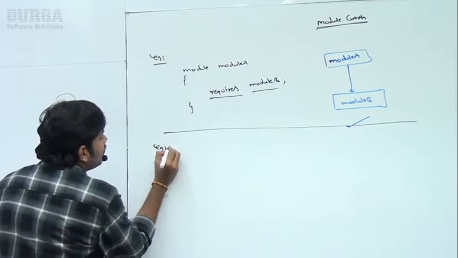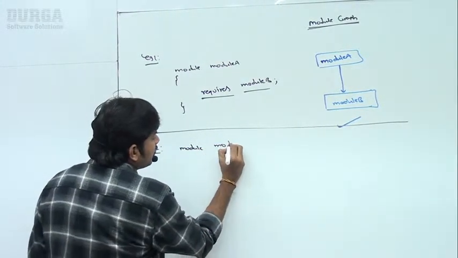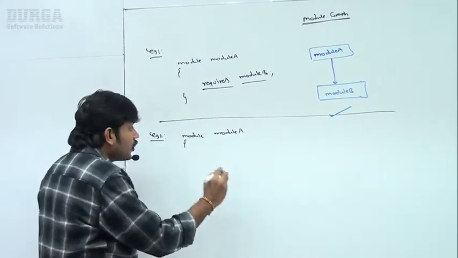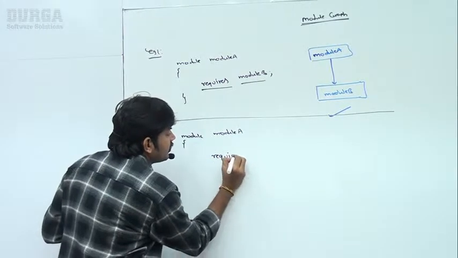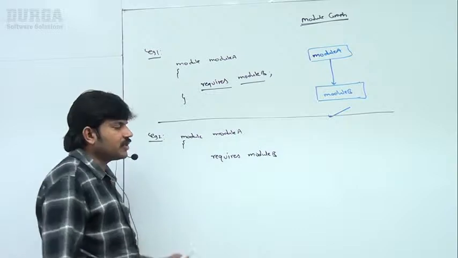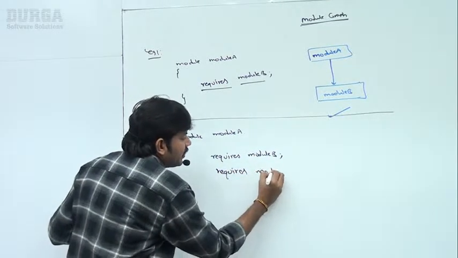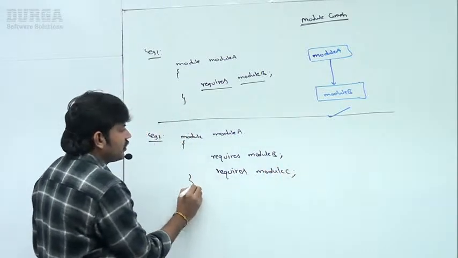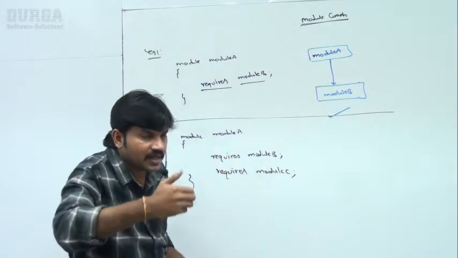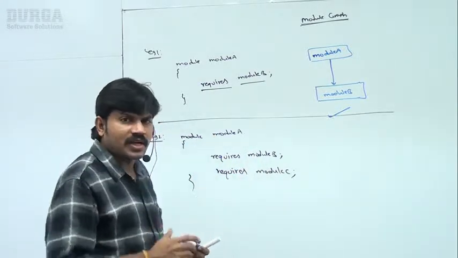Observe that carefully, sir. I have module A. Module A requires module B. Next, module A requires module C. Module A has dependency on B and C. Can you spell out what the corresponding module graph is?